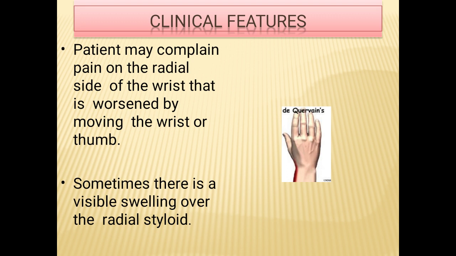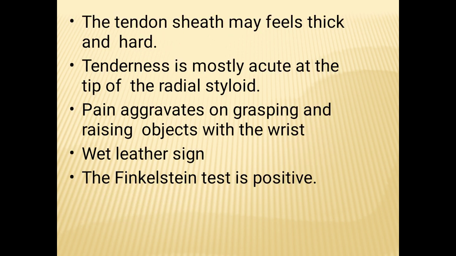What are the clinical features? The patient may complain of pain on the radial side of the wrist that is worsened by moving the wrist or the thumb. Sometimes there is visible swelling over the radial styloid. The tendon sheath may feel thick and hard on examination. Tenderness is most acute at the tip of the radial styloid. If you press over the radial styloid, the patient feels pain.